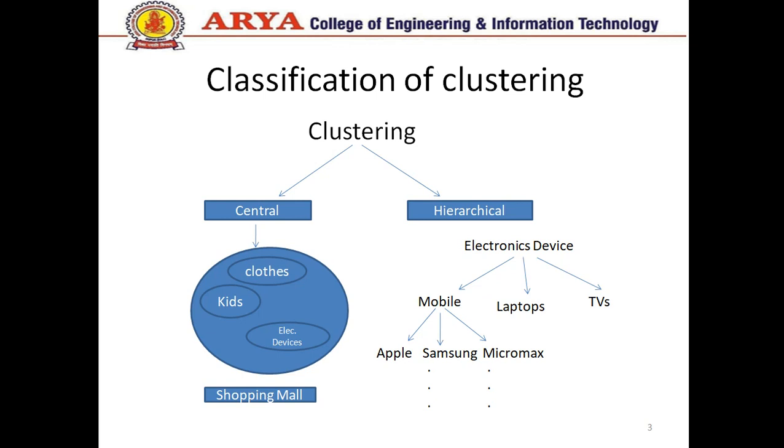But when we go for mobile, we have some other approaches, like we have Apple phone, Samsung, Nokia phone, Micromax phone. So there is a hierarchy. Further, if we move for Samsung or Micromax, we have some Android versions, some flip phones, and some other advanced technologies. So these hierarchies form a hierarchical clustering.